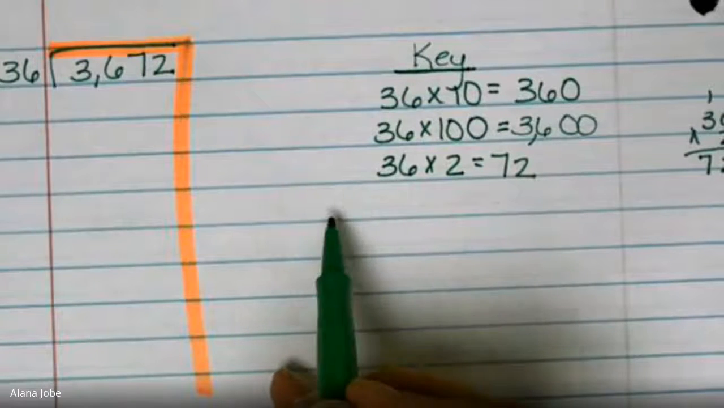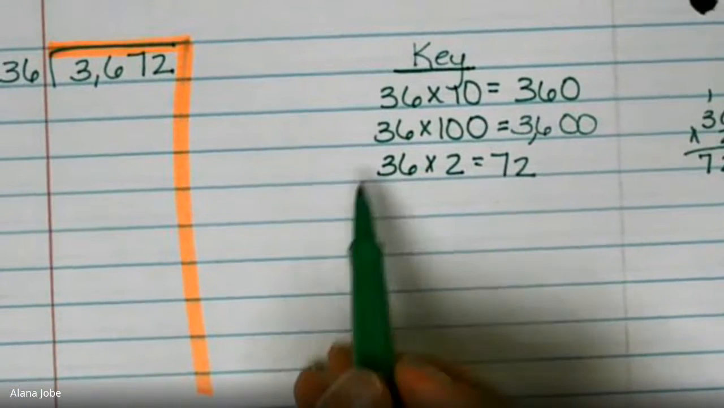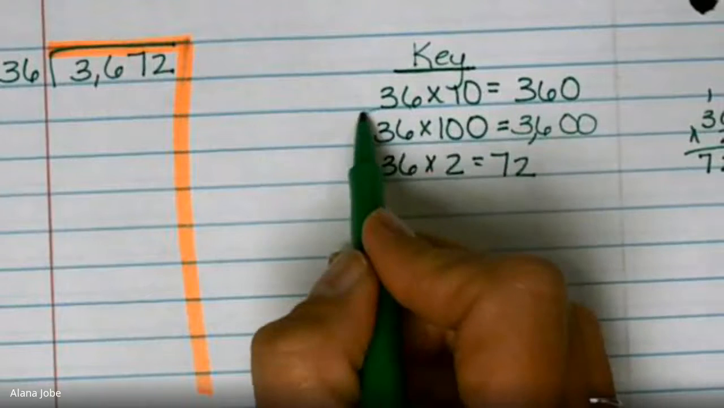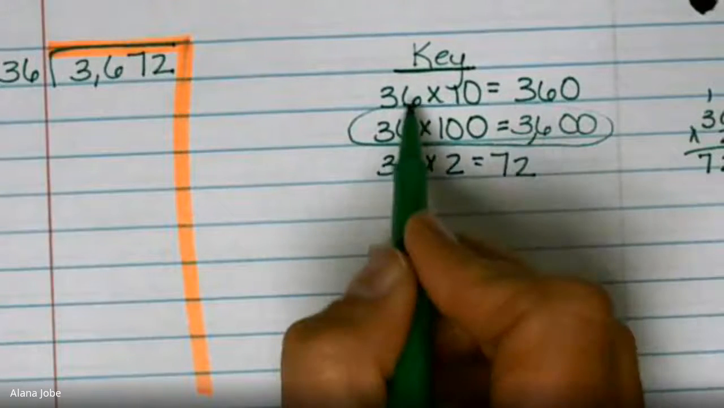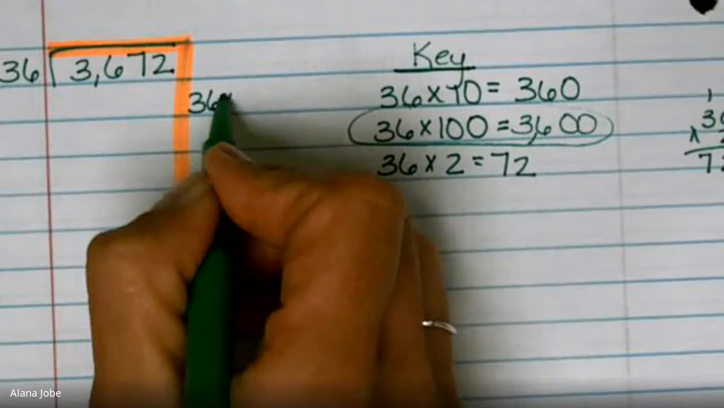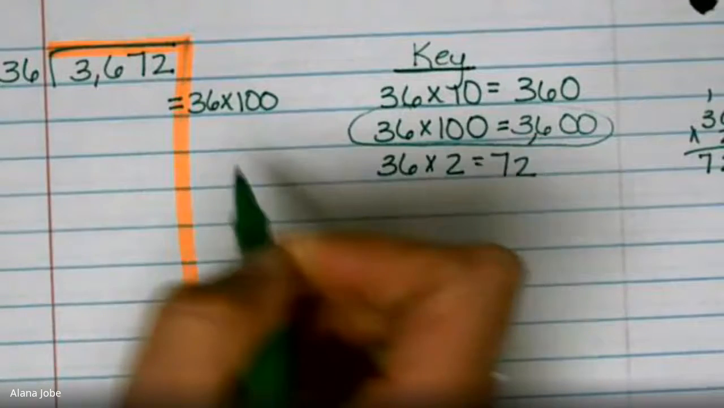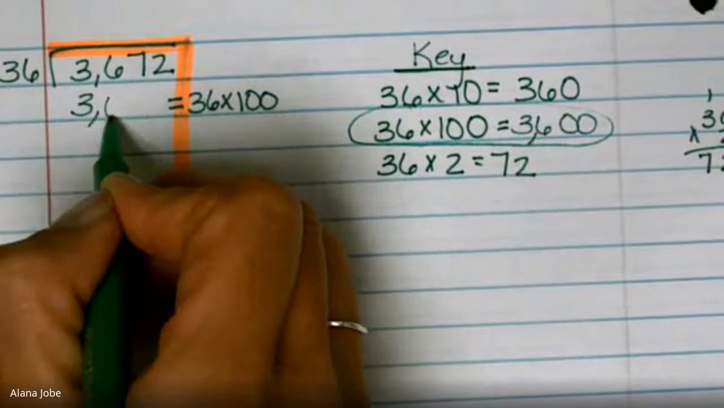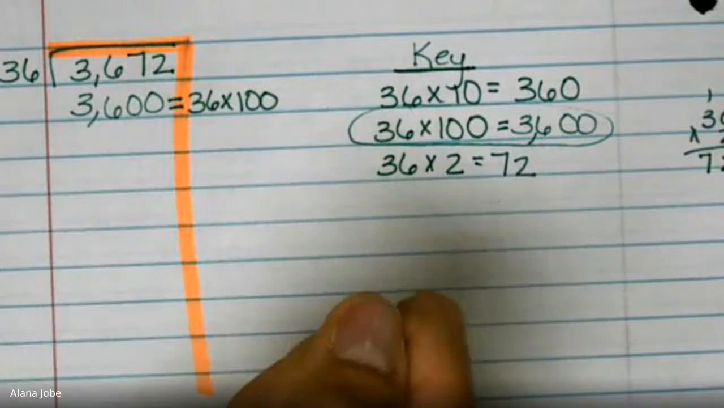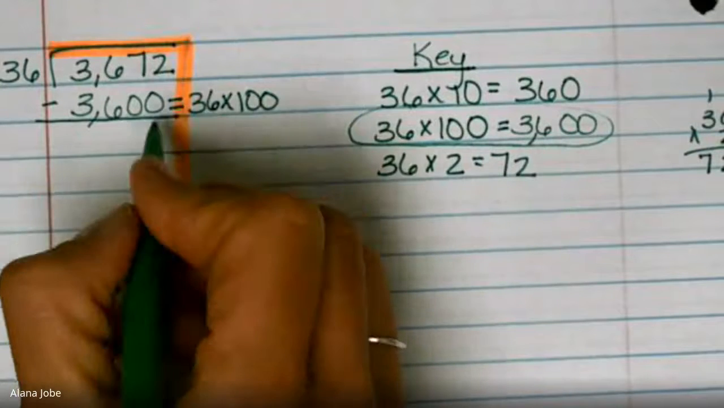So now for partial product, I'm going to start with a multiple that I know, and that is closest to 3,672. So I'm going to start with this one right here. And I'm actually going to write this problem out. 36 times 100 equals, but I'm going to put the product right underneath my dividend. The dividend is the number being divided. And then I'm going to subtract.